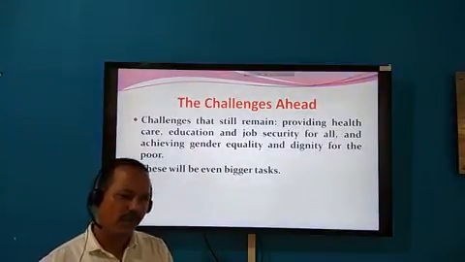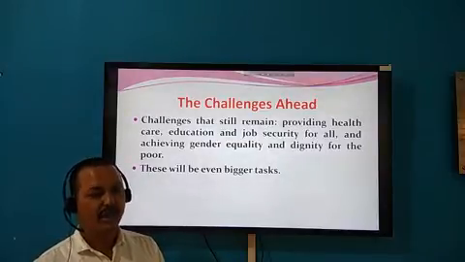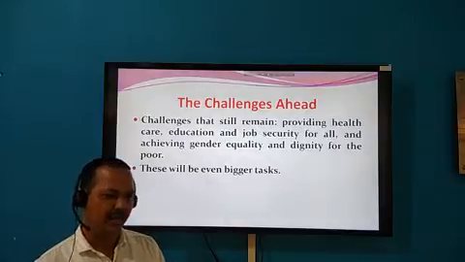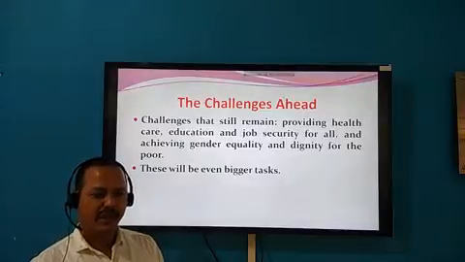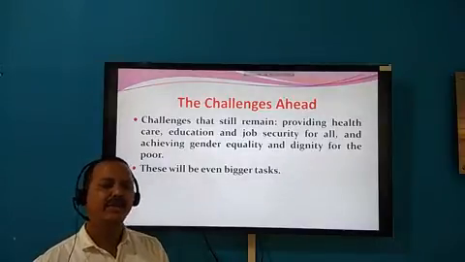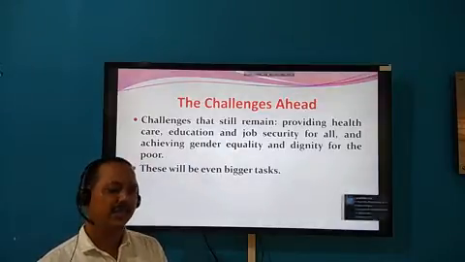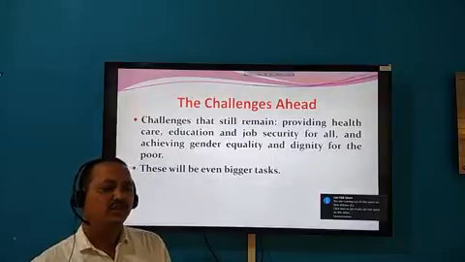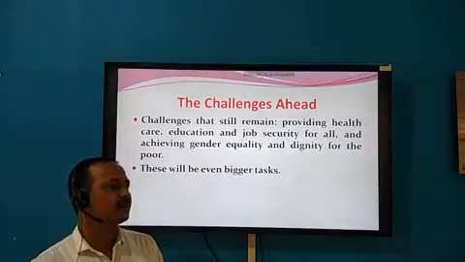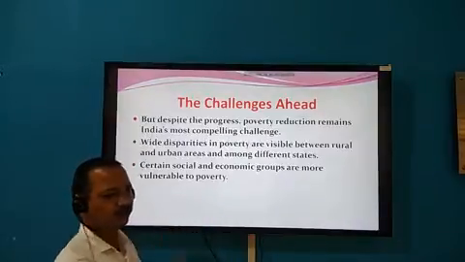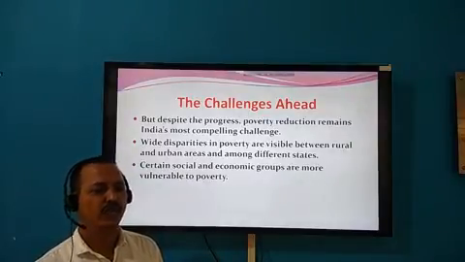Though various plans and programs were initiated by government to remove poverty, nowadays also poverty remains a challenge in front of India. Challenges that still remain: providing healthcare, education, and job security for all, and achieving gender equality and dignity for the poor are also challenges in front of us. So we can say this will be a very big task for all of us. But despite the progress, poverty reduction remains India's most compelling challenge.